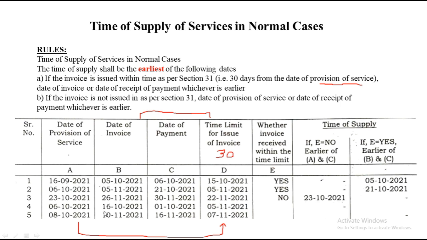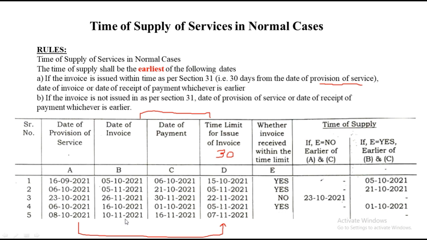Next, invoice is on 16th October and the time limit is 5th November. So it is well in advance, well ahead. So yes, it is ahead. So if it is ahead, date of invoice, date of payment, whichever is earlier. So 16th October and 1st October. 1st October will be the answer.